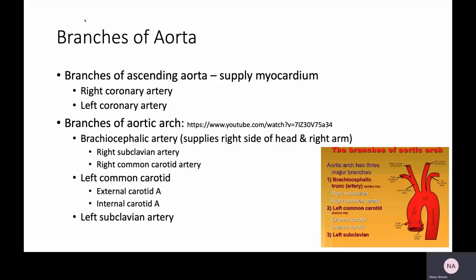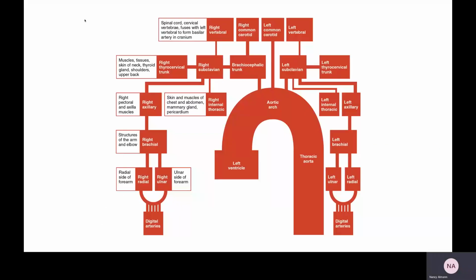The common carotid arteries will divide into the internal and external carotid arteries. Anytime you see that word common when it comes to a blood vessel, there's going to be some sort of either division or merge of an external version of that and an internal version of that. And the left subclavian artery will go off to supply the left upper extremity.